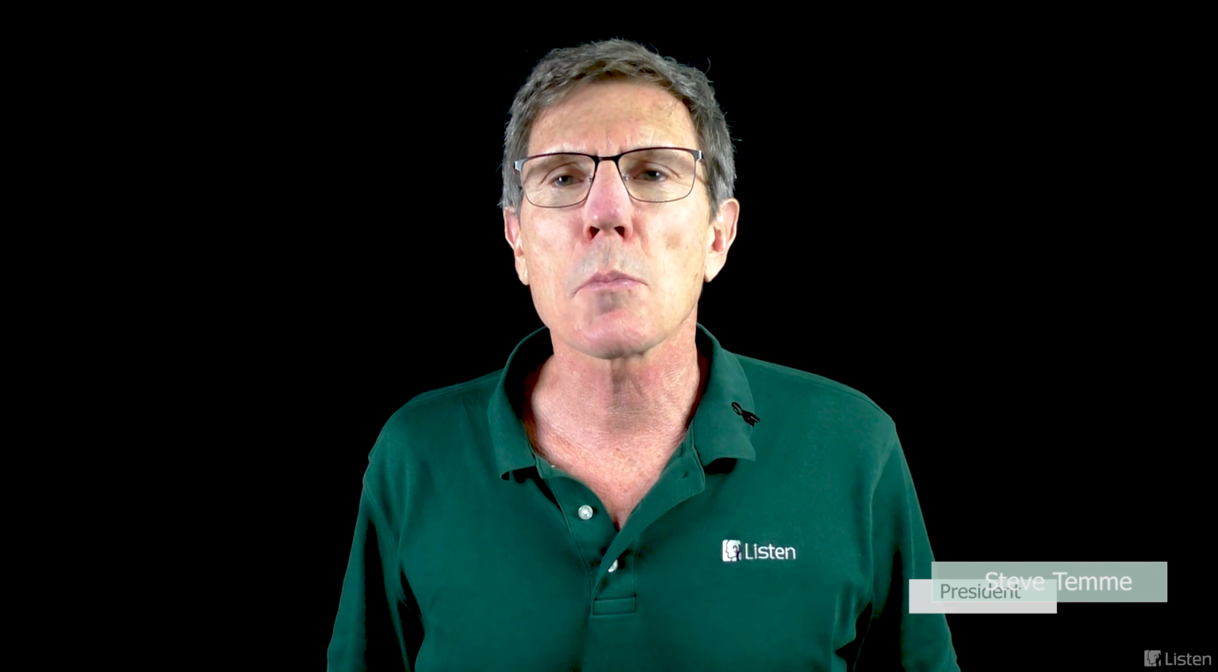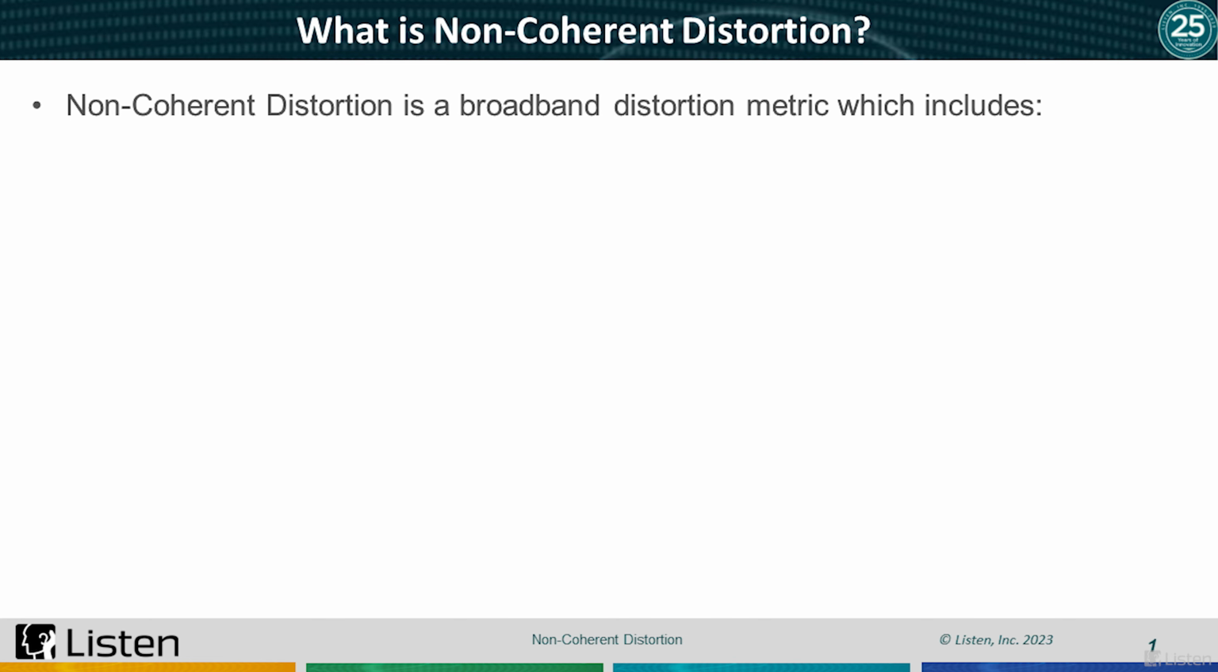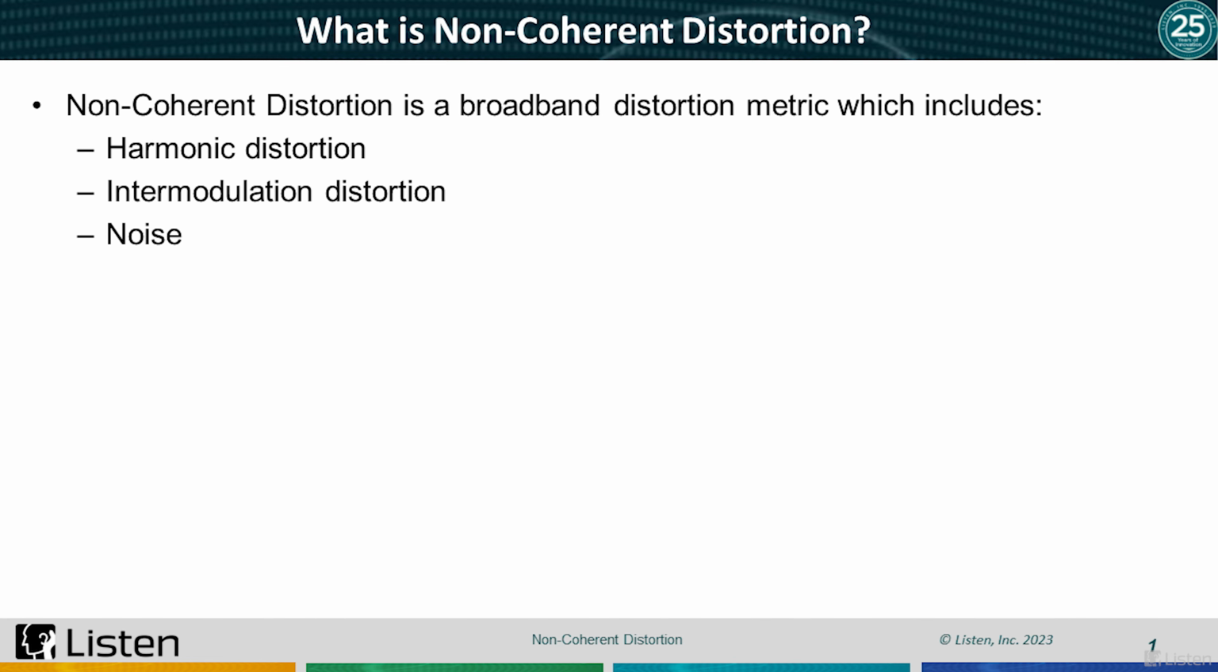We talk a lot about harmonic distortion and transient distortion, but did you know SoundCheck also offers non-coherent distortion measurements? In fact, I believe we were the first audio measurement company to include this option. Non-coherent distortion is a broadband distortion metric that includes harmonic and intermodulation distortion, as well as noise.